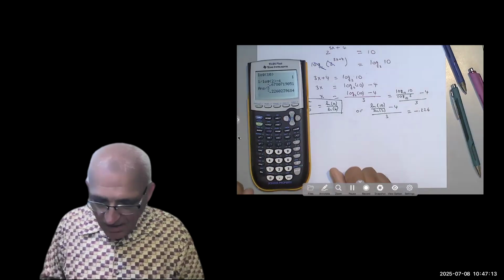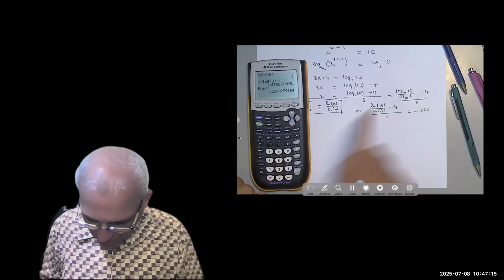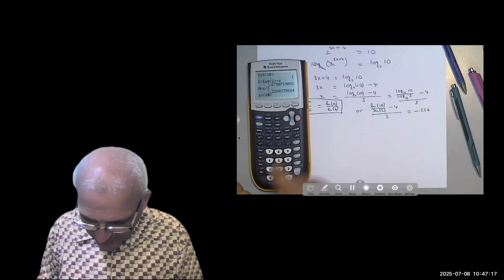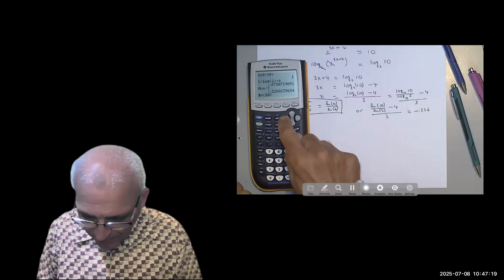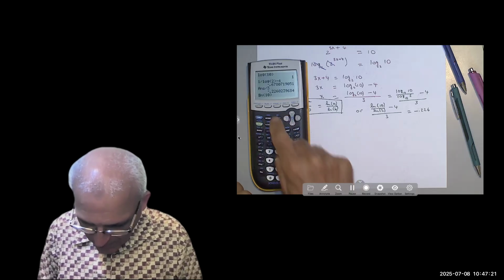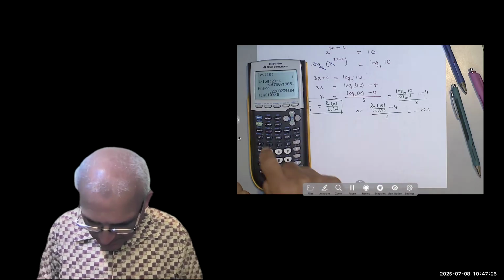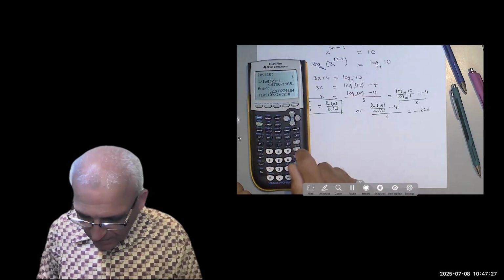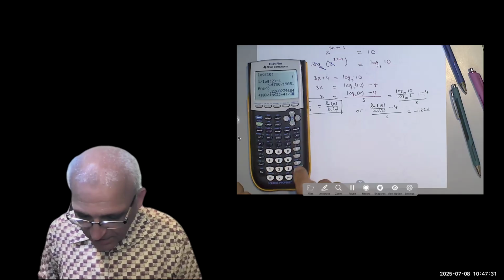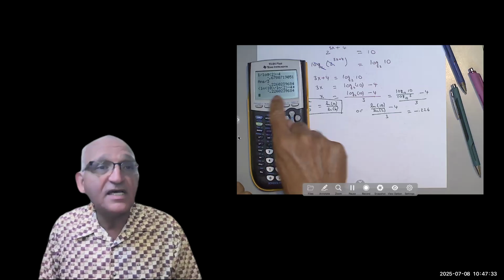Let's replace it by natural log. So I say natural log of 10. Let me open parentheses here first. Divided by natural log of 2 minus 4, close the parentheses and divide by 3. I get the same exact answer.